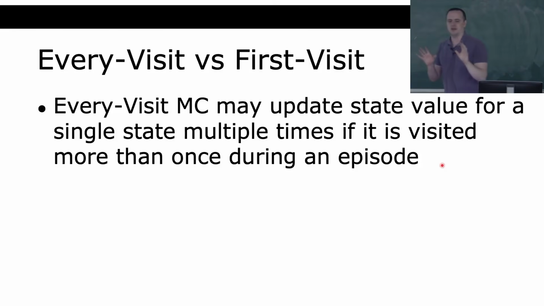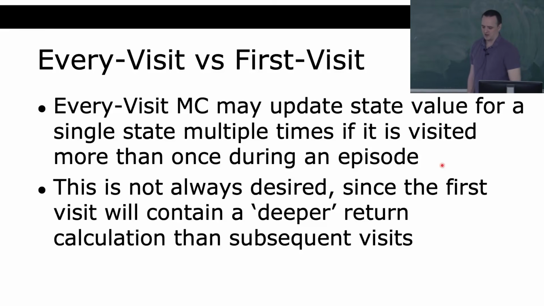And so this is why the theoretical properties of Monte Carlo methods, of first visit MC, work out a little bit better. So it's probably the case that you want to only update the state action pair value the first time you see it in an episode rather than every time you see it in an episode.